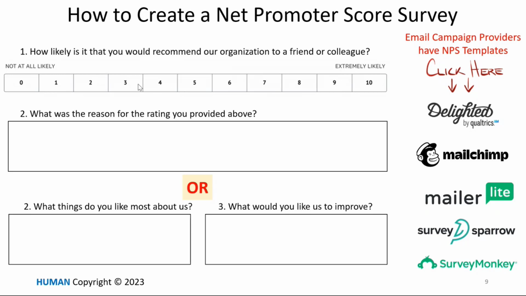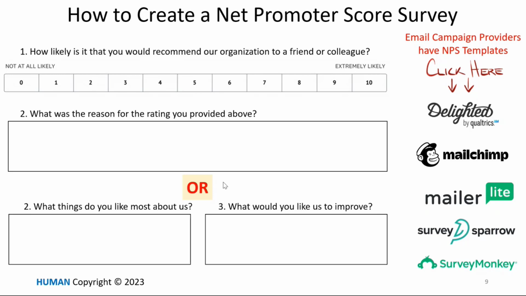Remember, I said this is what normally most people say. They might say company, they might say brand, they might say product, they might say service. But usually they're talking about the whole company. How likely is it that you would recommend our organization to a friend or colleague? And it has a scale of 1 to 10.